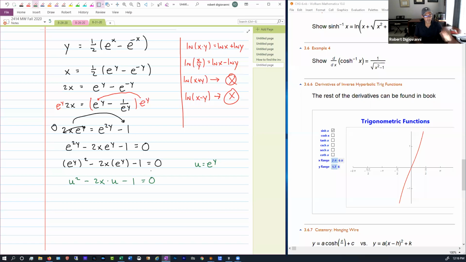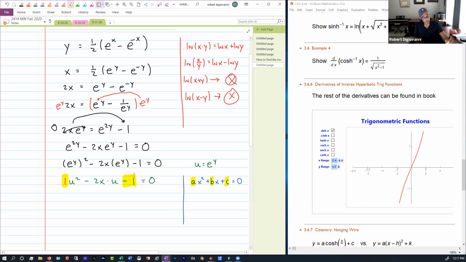Now that looks a lot like a quadratic, doesn't it? It's not exactly, but kind of like a x squared plus bx plus c equals 0. It's kind of like that, but instead of x, we have u, right? And in the past, when we've used the quadratic formula, haven't a, b, and c always just been numbers, and the variable x has been the variable? So here, a would be 1, right?